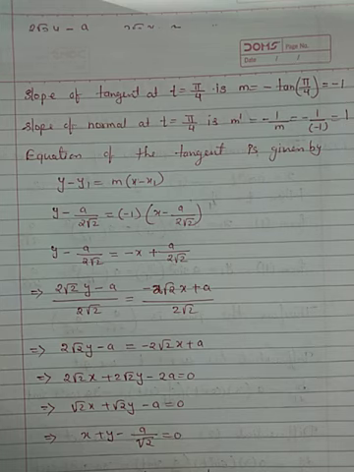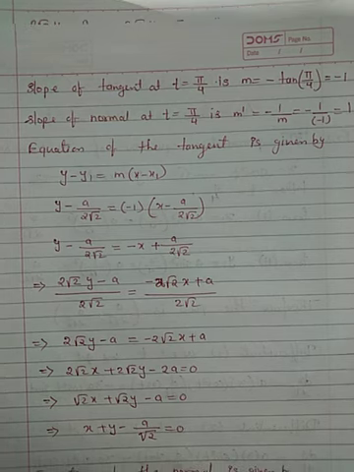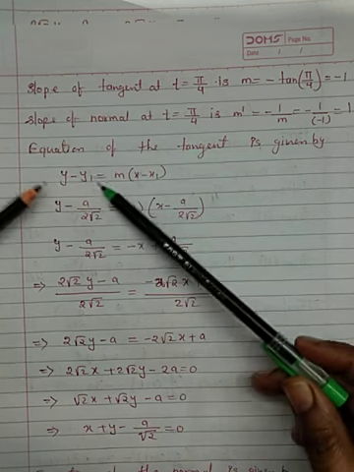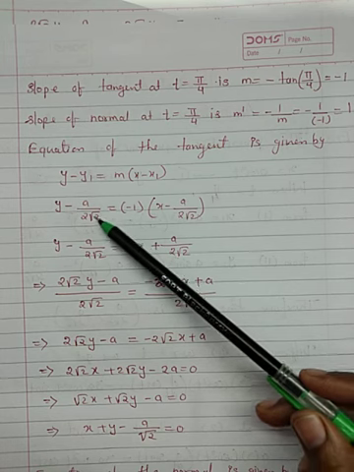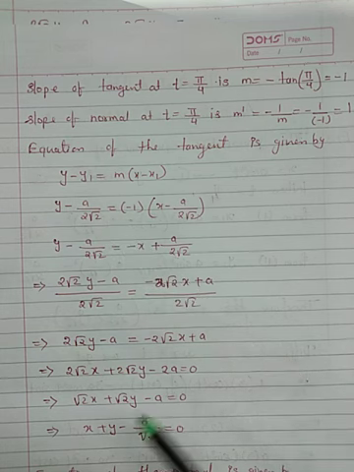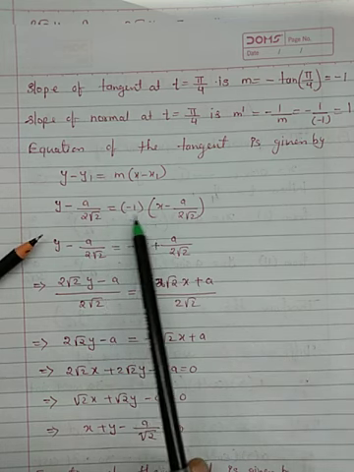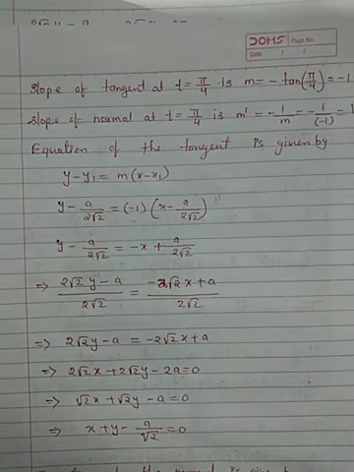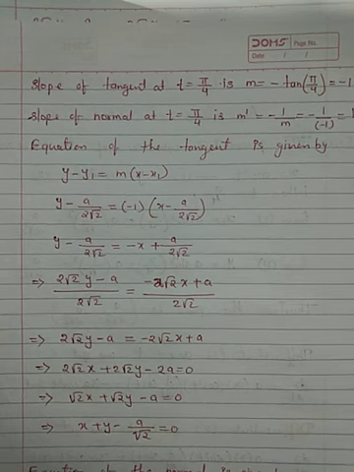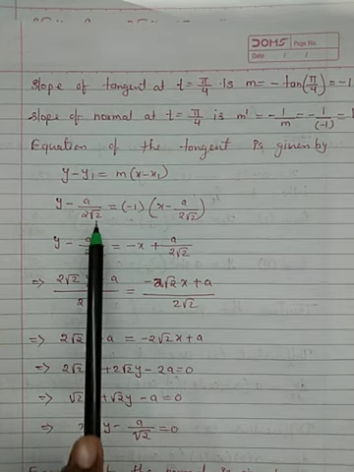Now how to find the equation of tangent? We will find the equation of tangent using the slope point formula, that is y minus y1 equals m into x minus x1. We know x1, y1 is a upon 2 root 2 and a upon 2 root 2. So y minus y1 equals the slope of the tangent, minus 1, into x minus x1, and you solve it. It's a simple calculation, just solve.